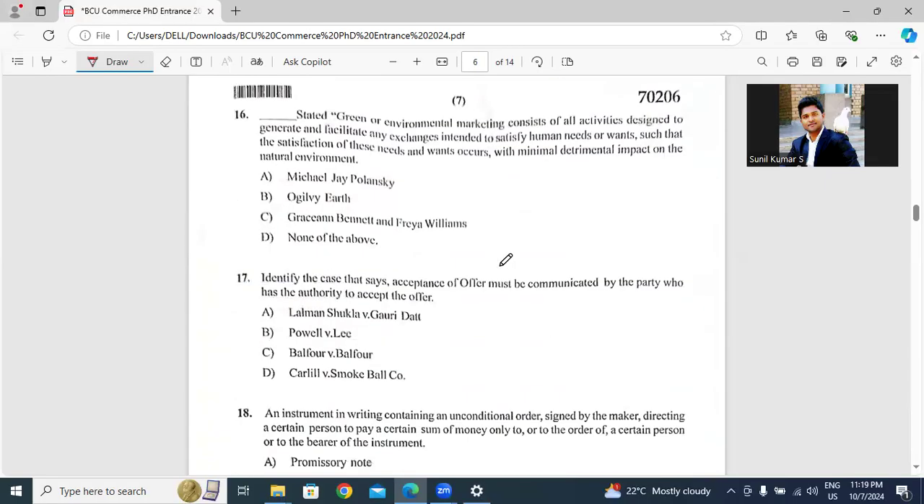Next, 16th one. Dash stated green or environmental marketing consists of all activities designed to generate and facilitate any exchanges intended to satisfy human needs or wants, such that the satisfaction of these needs and wants occurs with minimal detrimental impact on the natural environment. See, it's very hard to find the answer, but still, many people who have gone through this book earlier can do it. The answer is Michael J. Polonsky.